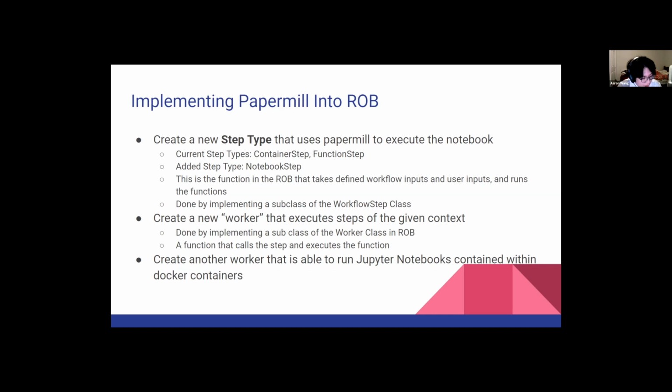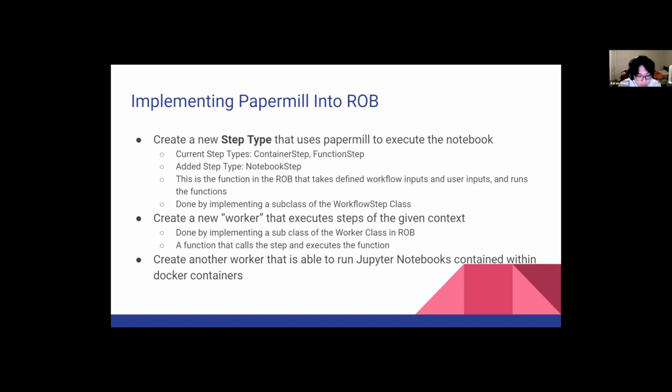So then we need to find a way to implement Papermill into the ROB. The ROB runs on something called steps. There were two step types before I implemented something called a notebook step. What these steps do is that they take defined workflow inputs and user inputs and then run the function. So this is the direct script that takes the inputs to the workflow and executes them.